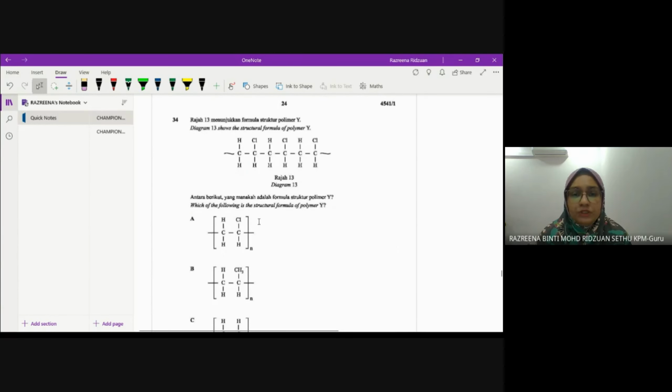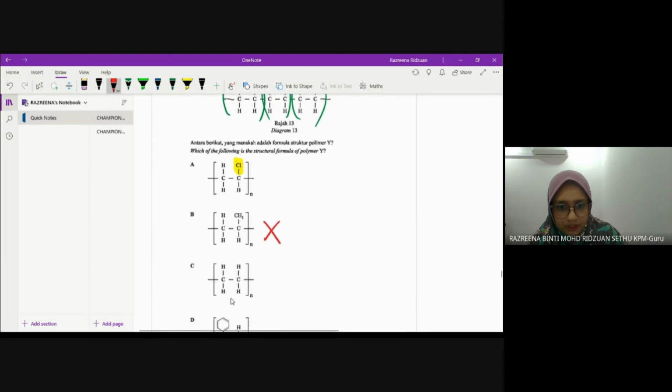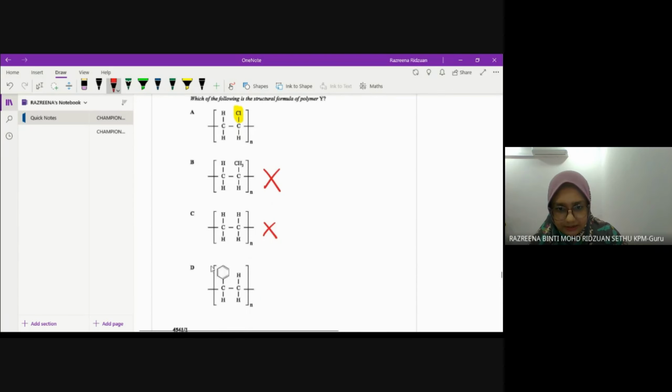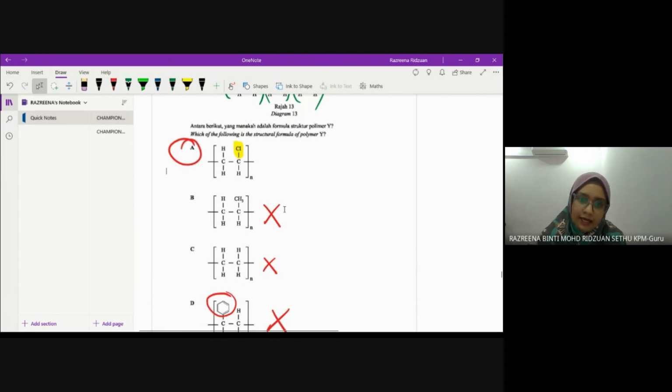Question 34. Which of the following is the structural formula of polymer Y? Okay, you see this is actually an addition here. This is the repeating monomer. Okay, it's the same thing repeating again. So you can see which one is the same. There's Cl here, there's Cl here. This one is CH3, no. This one has nothing, no. This one has a ring here lagi lah. Salah. Okay, so your answer is A.